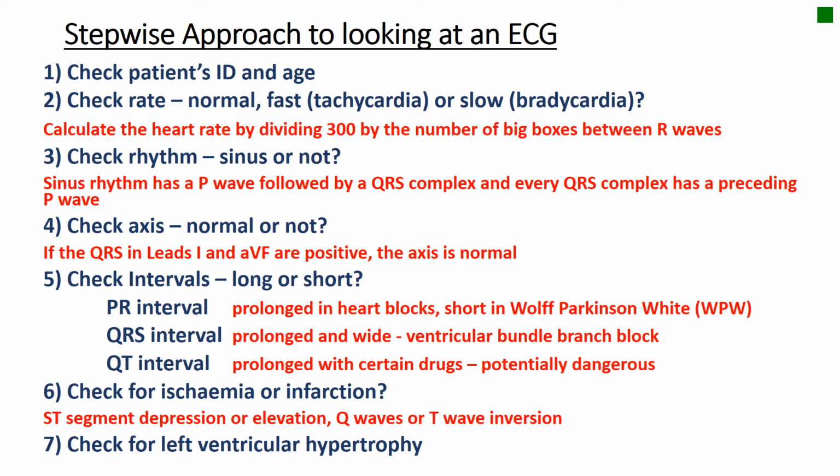You may have that in Wolff-Parkinson-White syndrome. Prolonged in heart block. QRS interval, is it really wide? Prolonged again, is it some bundle branch block going on? The QT interval. Now this can be prolonged with certain drugs, and this is potentially dangerous, as I mentioned earlier. 6. Check for ischemia or infarction. Again, you can look at the ST segment of the ECG, for depression or elevation. Also, you can marry this up with whether it's Q waves or T wave inversion. And finally, we're going to look at how to look for left ventricular hypertrophy, which is a more complicated skill.